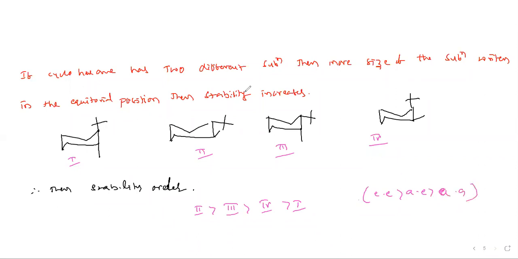Is it clear? Any doubts? Yashwan, any doubts? Are all understood how to write the name of the compound, then how to write the stability order? Always more size, more substitution, you should write. That is, equatorial is always more stable. Okay.